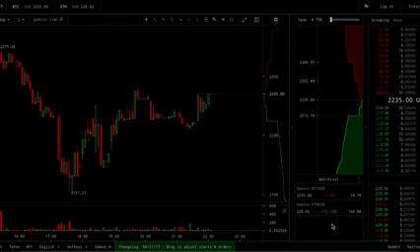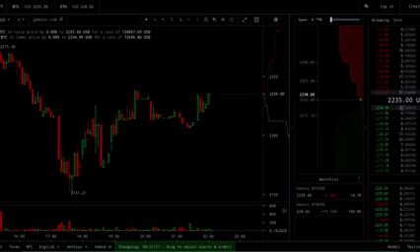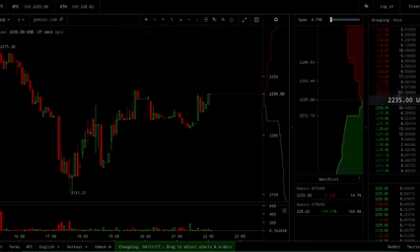So the first thing I want to go over is bid and offer walls. A bid wall is simply when there are many more Bitcoin being bought at this price than there are Bitcoin being sold at this price. Simply put, this quantity is higher than this quantity. An offer wall is when this quantity is higher than this quantity.